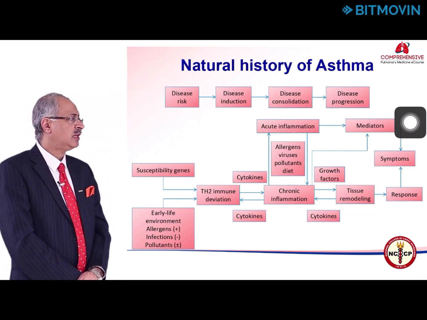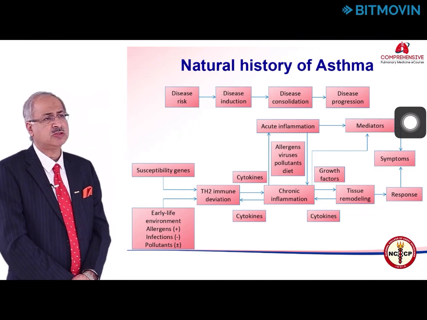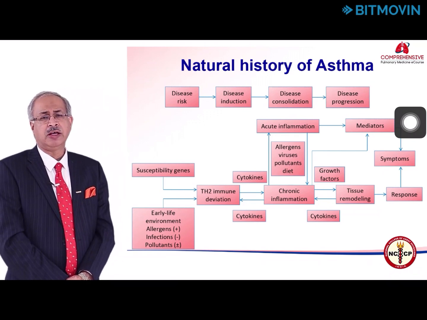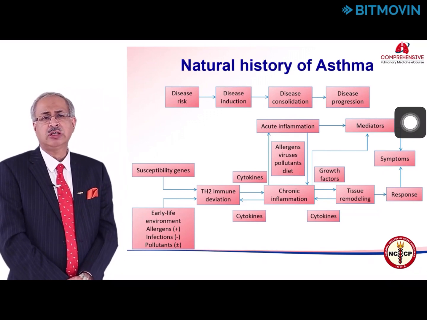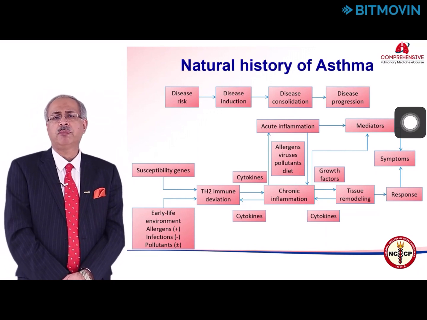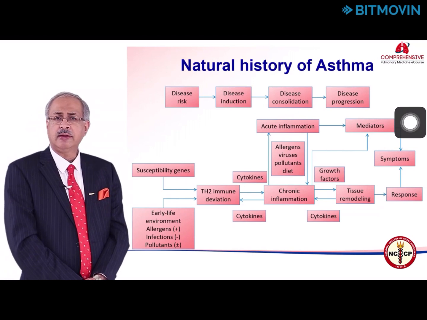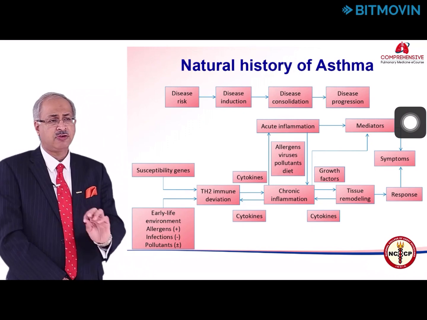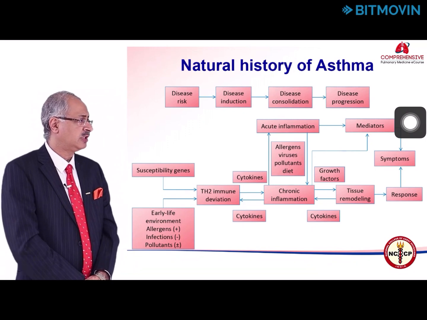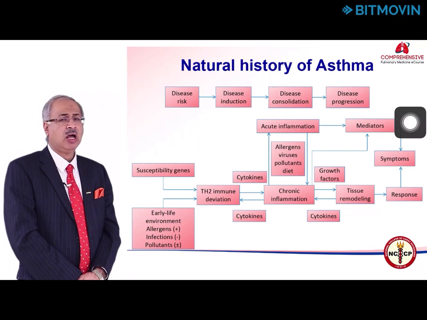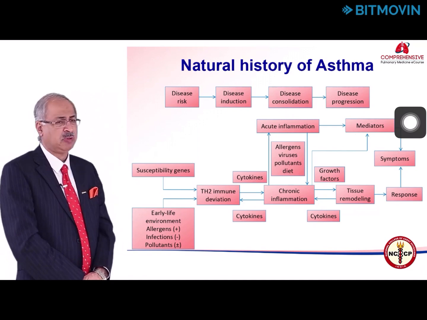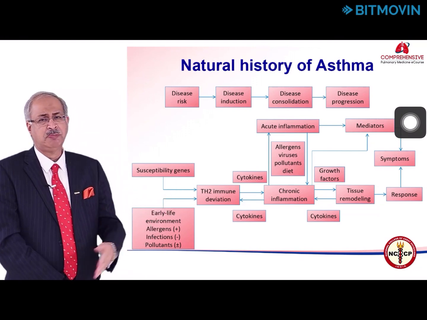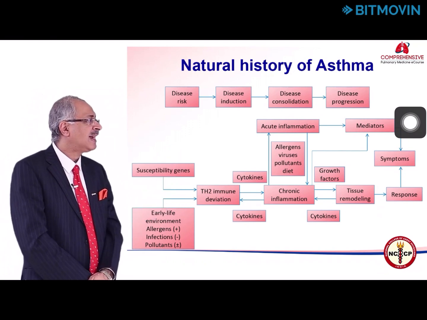At the same time, as we talked about when discussing disease consolidation or disease progression, inflammation takes center stage and is the most important thing responsible for it. And you can have two components: one is acute inflammation, another is chronic inflammation. Acute inflammation, which is a result of a trigger, leads to release of mediators and symptoms. On the other hand, you have chronic inflammation in the background of susceptibility genes. So genetic susceptibility is important. That is what decides disease risk.